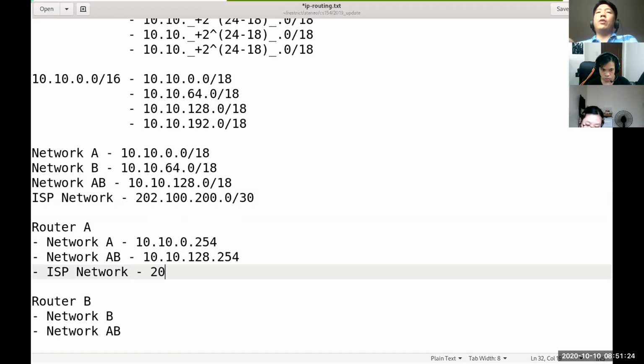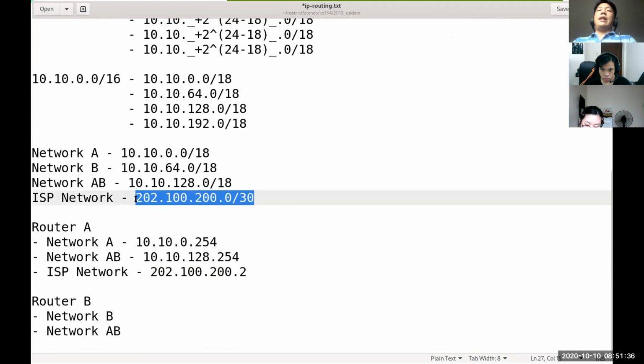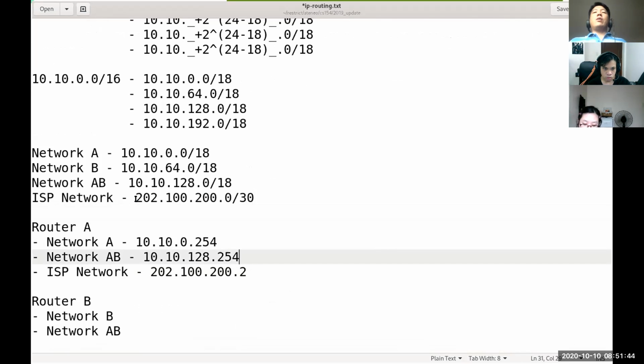And ISP, I have no choice because my ISP router is already .1, so I can only be .2. Because that's the only usable one in this IP address here. Since the IP address of the ISP is given, which is .1, we should be the next one already, which is .2. Okay, so all the interfaces of router A already have an IP address.